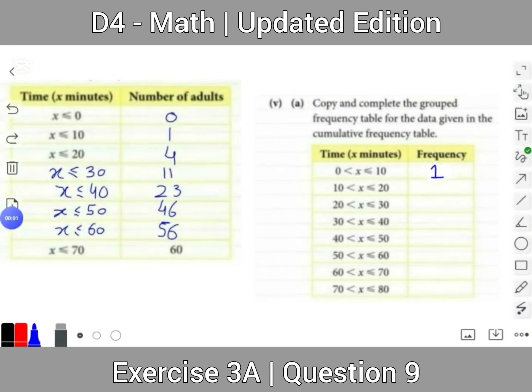Find the frequency for the class interval 10 to 20. Subtract the cumulative frequency of the previous class interval 0 to 10 from the cumulative frequency of the class interval 10 to 20. So we will subtract 1 from 4 and we will get the frequency of 3.